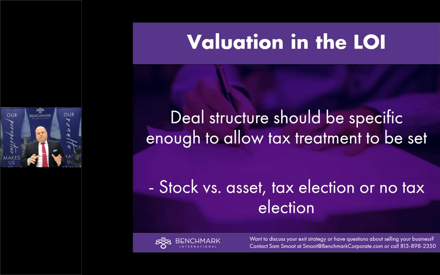So we like to be certain that the LOI is a stock deal or an asset deal. And if it's a stock deal, we like to know whether there's going to be a tax election or not, because again, the tax election can swing the take home for the seller by as much as 17%. So those are the kind of high level issues that we're talking about in terms of the structure.